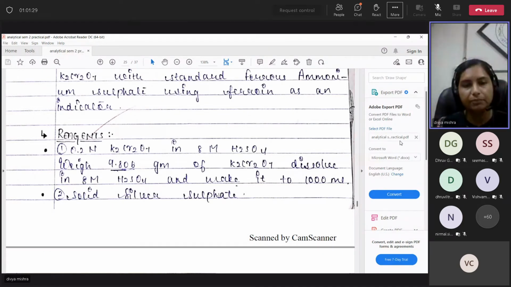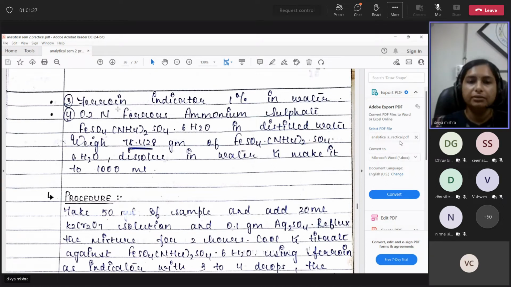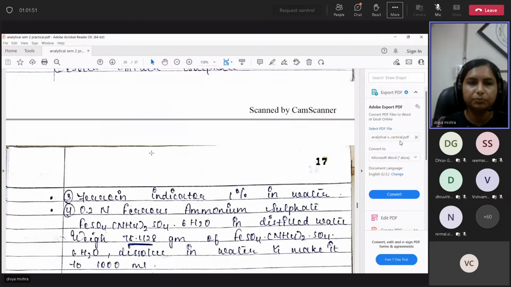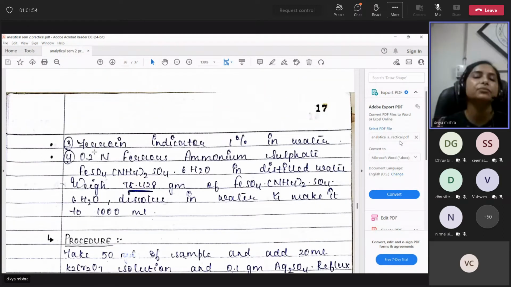Then separately we will take solid silver sulfate. Then we need to prepare the ferroin indicator. Its strength will be 1%, prepared in water. Then you can see that since we are taking 0.2 normal potassium dichromate, in the same way we will take 0.2 normal FAS for the titration. This is the weight which is given here for preparing 0.2 normal ferrous ammonium sulfate solution of 1 liter.